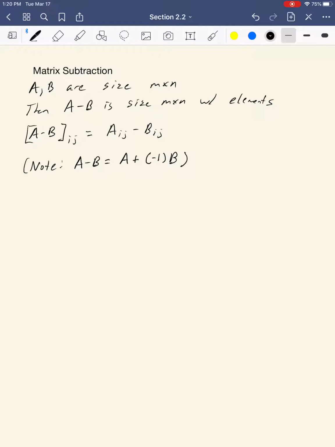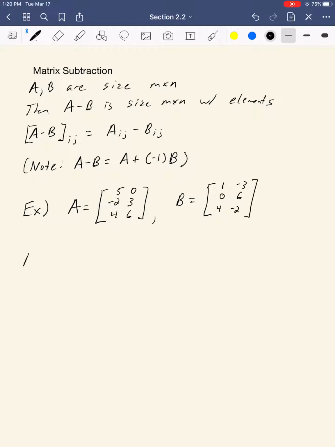So that's matrix subtraction. We can talk about a quick example. We could have A being the matrix 5, 0, -2, 3, 4, 6. That's a 3 by 2 matrix, and then B would have to be the same size for it to make sense. So let's do 1, -3, 0, 6, 4, -2.